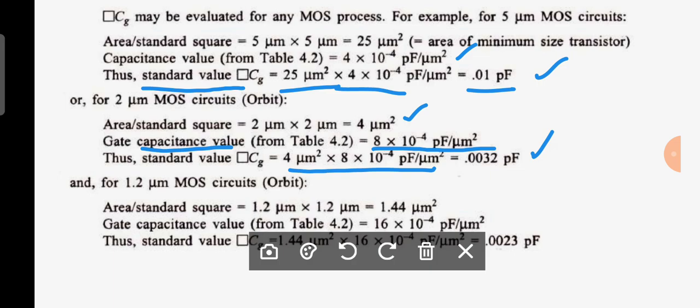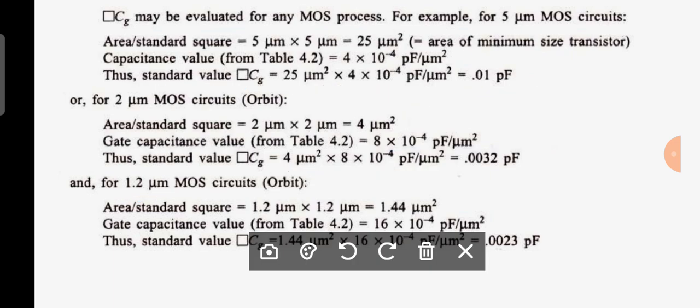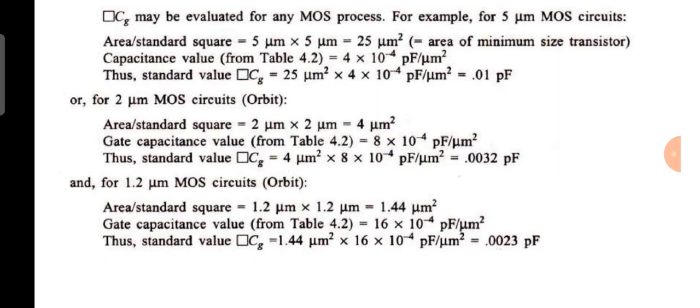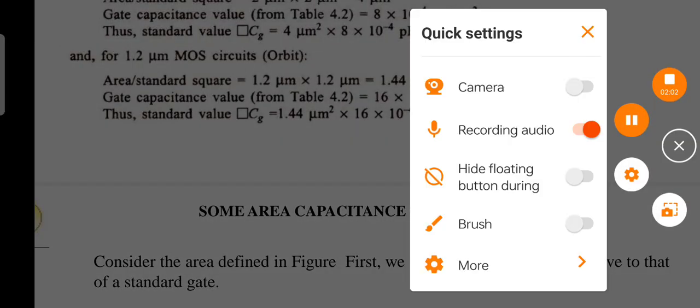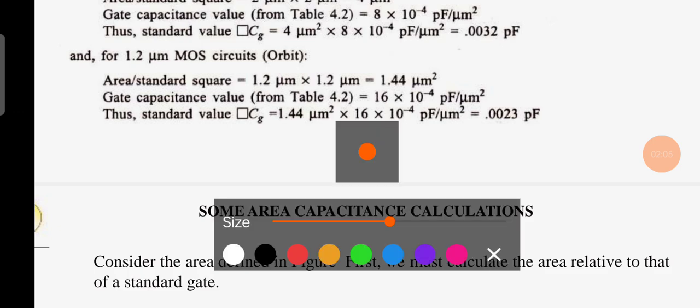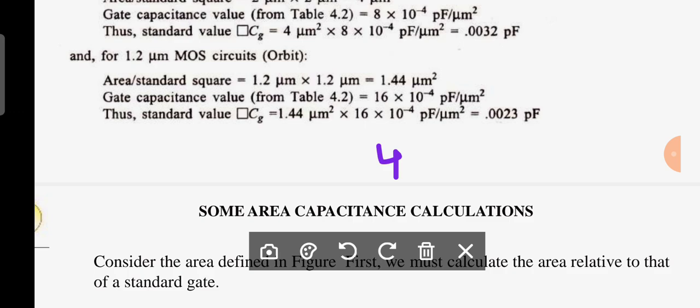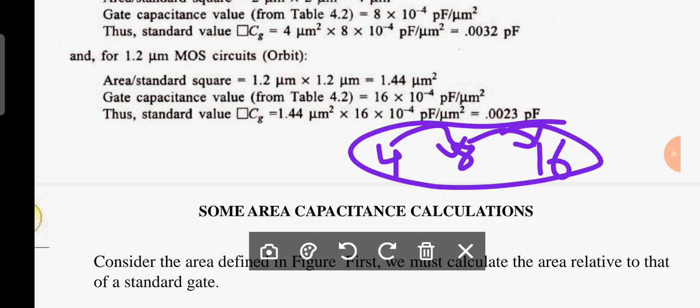Is it clear? Similarly, for 1.2 micrometer, the area is 1.2 micrometer into 1.2 micrometer, and the capacitance value is also given in the table, but it is double. That means for 5 micrometer it is 4, for 2 micrometer it is 8, for 1.2 micrometer it is 16. 4 twos are 8, 8 twos are 16. That is a very simple way to remember.